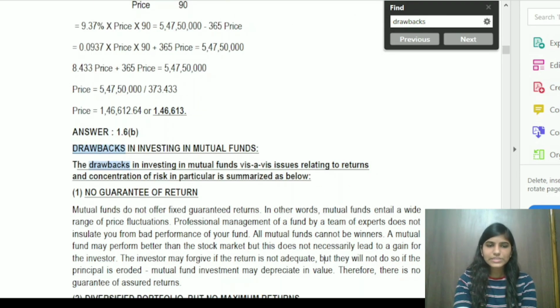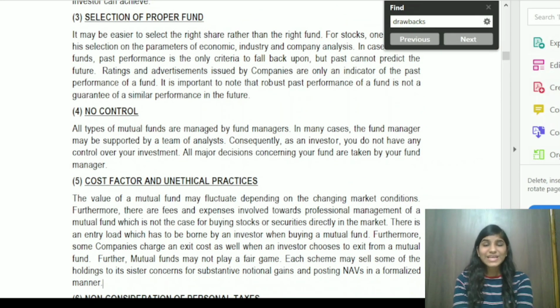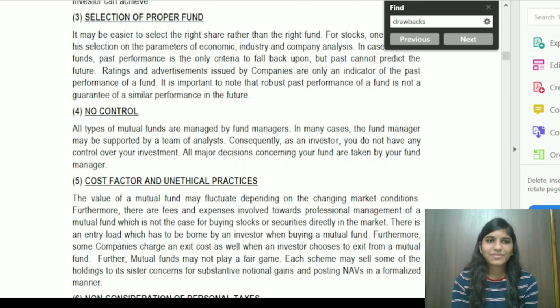So if you see in the suggested answers, they are given at 10 points, and these 10 points exactly match with the SFM study material. So that is why I would highly suggest you to carry the same. It may or may not help in your attempt, but it is always good to be on the safer side.